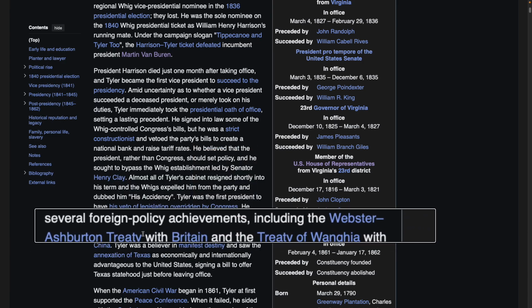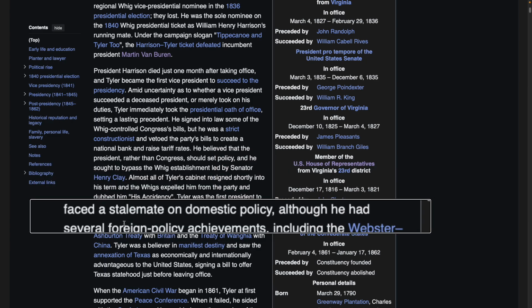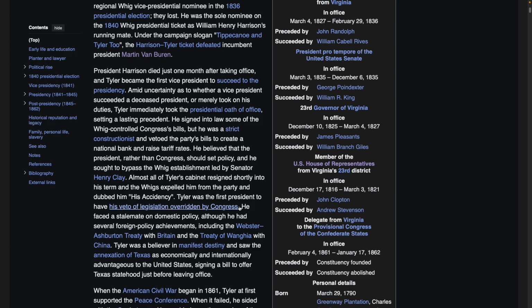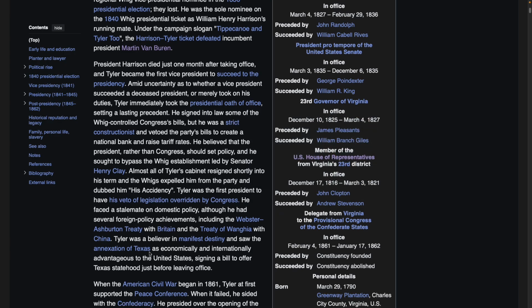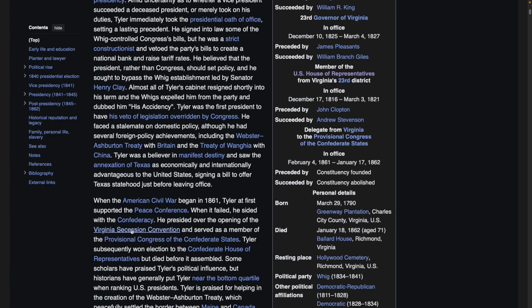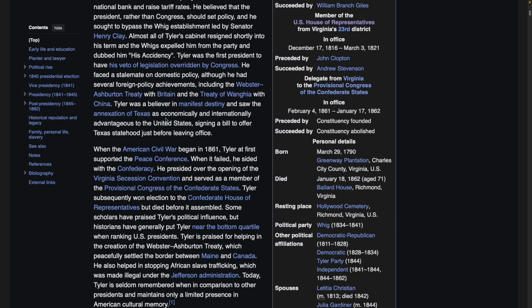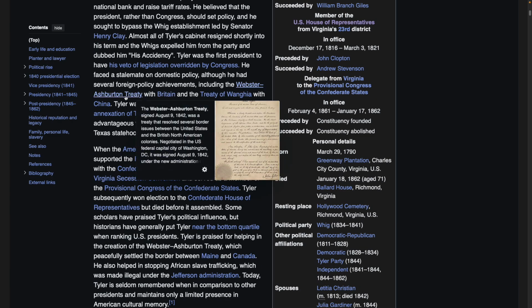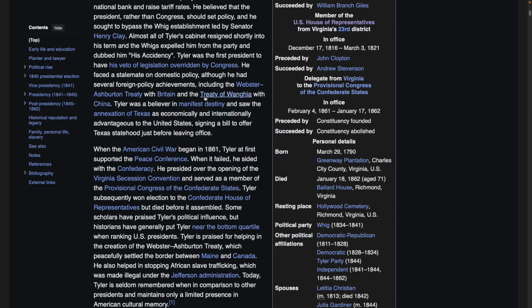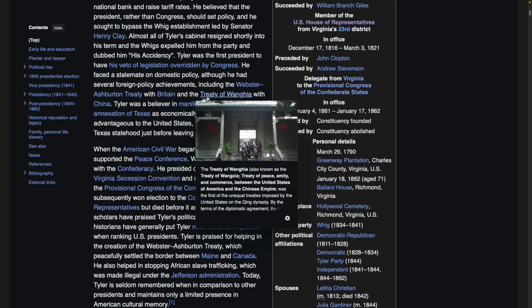Where is this? Including the Webster. Sorry. Let's see. I'm gonna get rid of this because it's confusing me.